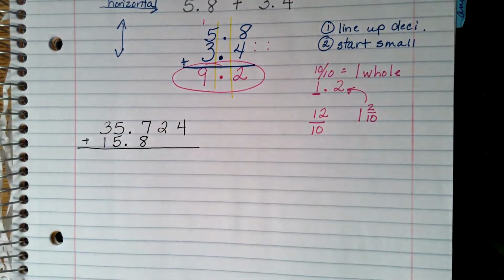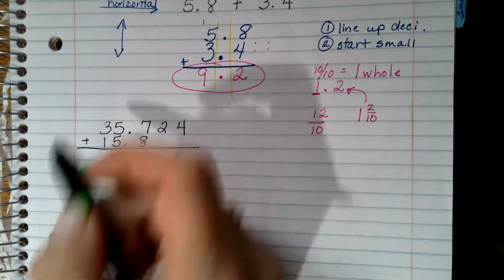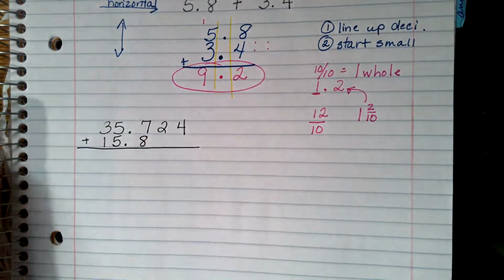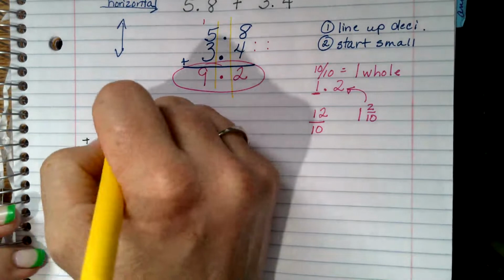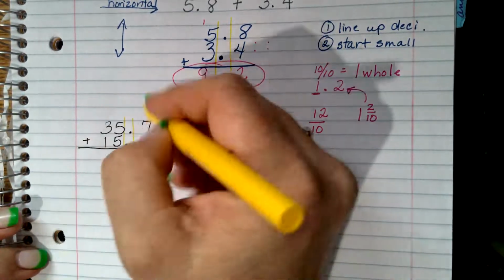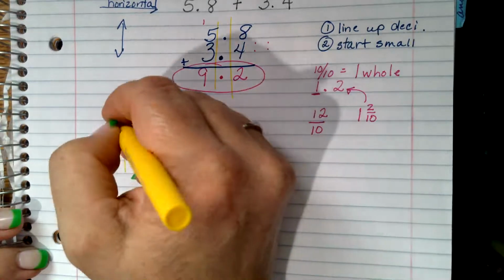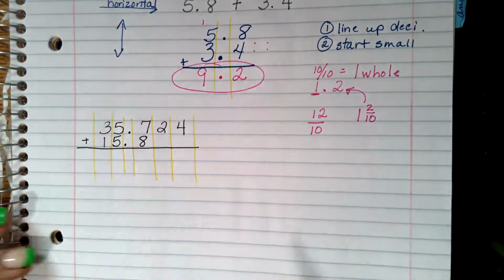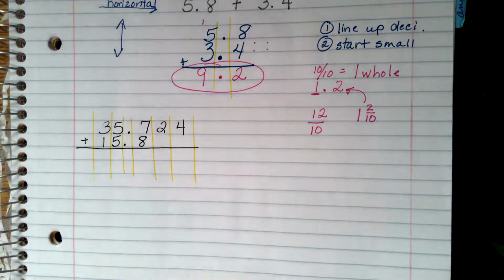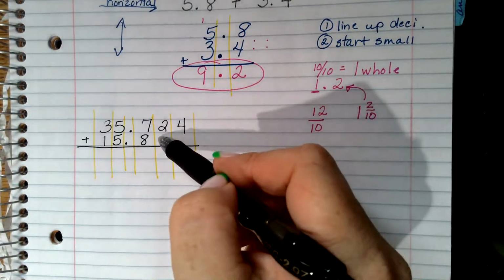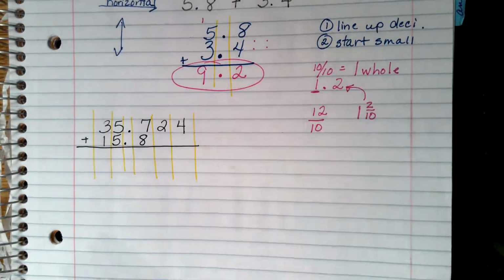Well, we again line up our decimals because that's most important. Once we line up our decimals, we can look at our other place values: tenths, hundredths, thousandths, ones, and tens. Notice that on our second number, we don't have any hundredths or thousandths.